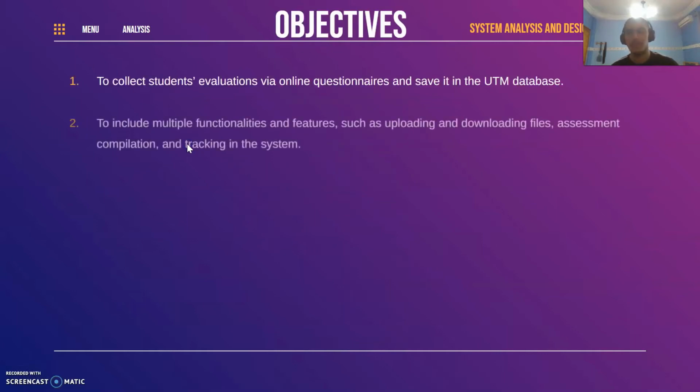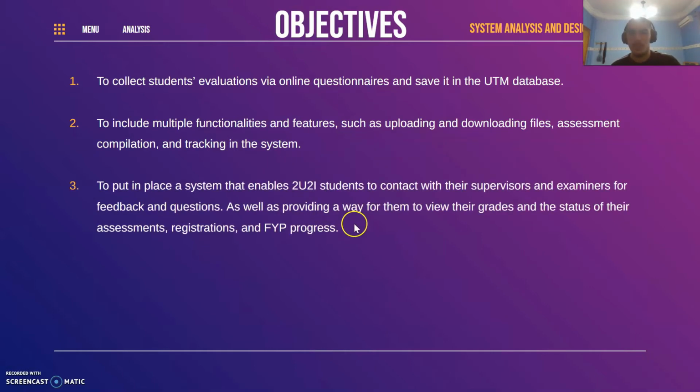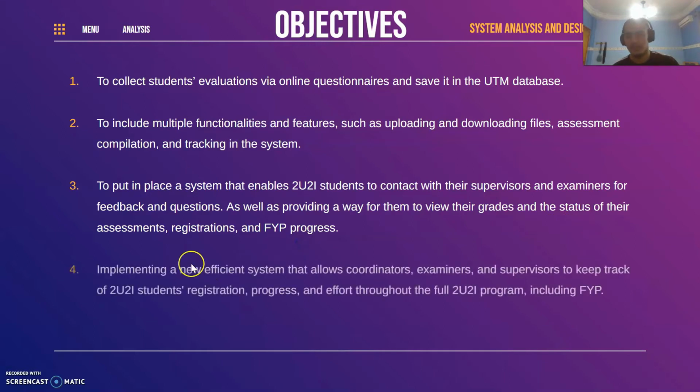Then we have our objectives. Number one is to collect students' evaluations via online questionnaires from the supervisors and the examiners, and save them in the UTM database to include multiple functionalities and features such as uploading, downloading, assessment compilation, and tracking in the system. To put in place a system that enables 2U2I students to communicate with their supervisors and examiners for feedback and questions regarding the courses and assignments, as well as providing a way for them to view their grades and the status of their assessments, registrations, and final year progress.